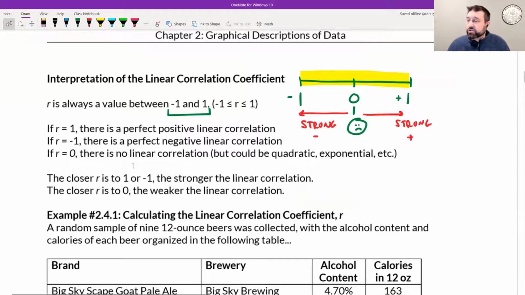And so everything that I just talked about is outlined here. If R is equal to 1, then there's a perfect positive linear correlation. If R is equal to -1, it's perfect negative linear correlation. And if it's equal to 0, then there's no correlation. The data doesn't fit the line. It's a poor model. Don't use it. Okay. And so what we'd like to do is have our R values be very close to either +1 or -1 and far away from 0. We don't want correlations close to 0.